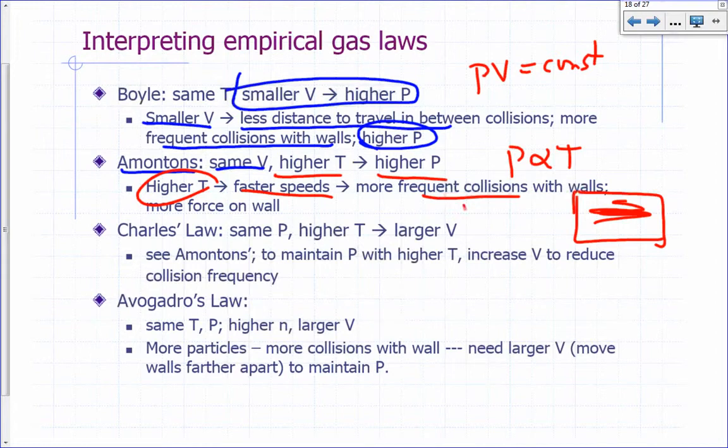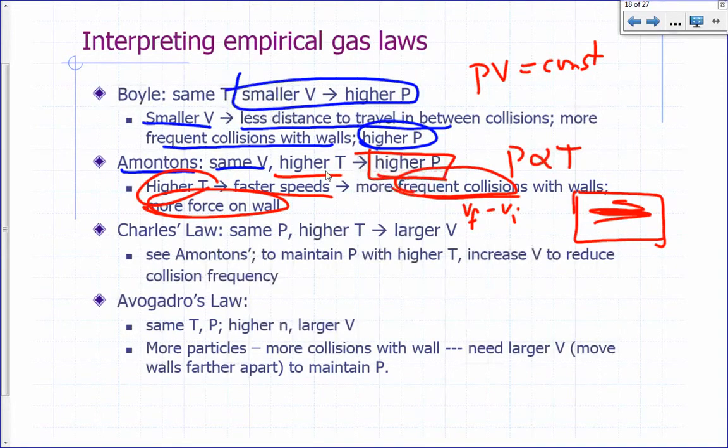because you have v final minus v initial, the magnitude of the velocities would be larger, you're going to have more force exerted on the wall. Not only are you going to have more frequent collisions with the walls, each collision is going to exert a stronger force on the wall that would lead to higher pressure.